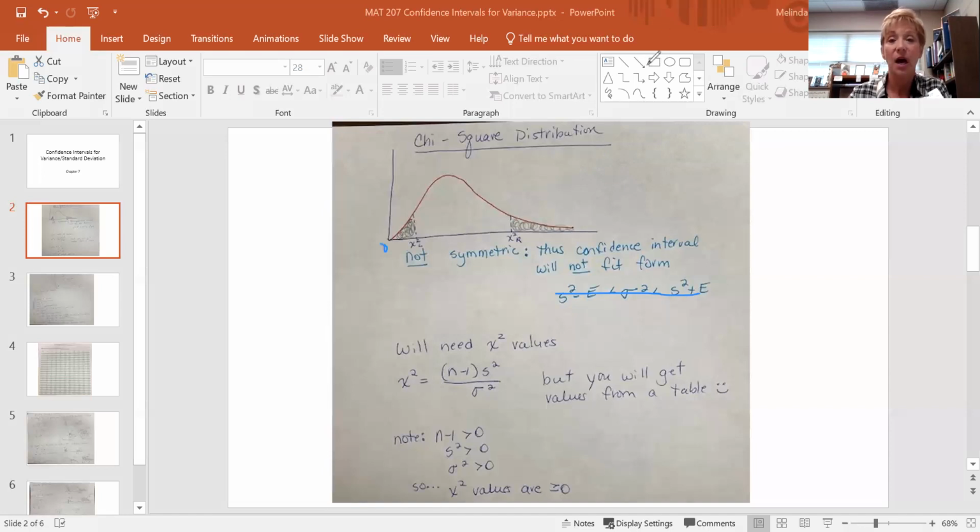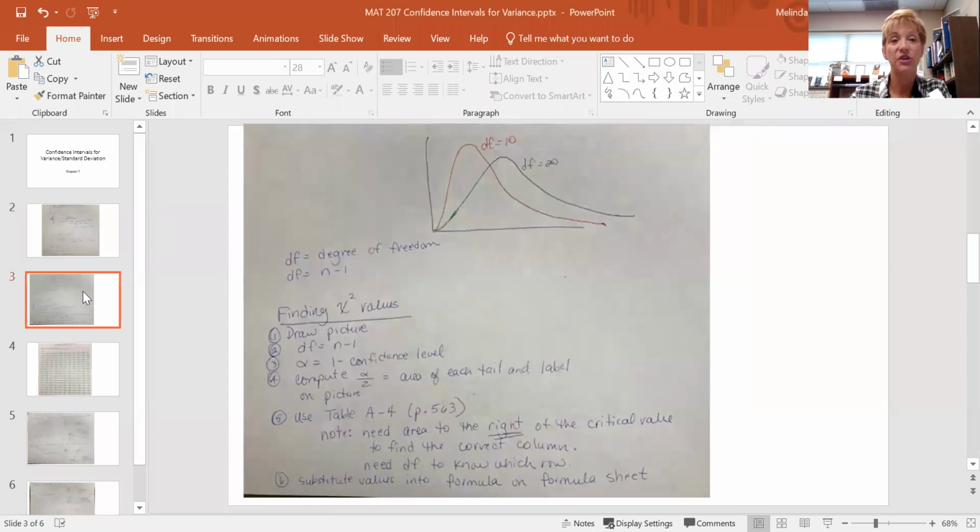Okay, let me see if I can get it to stop this annotation so I can go on to this second slide. What I want you to get out of this first slide is to realize that this chi-square distribution is not symmetric, and so the formula is going to look a little bit different. Now, what about what you care about? In other words, how do I work the problem? I'll get to that in just a second, but I do want to show you one more thing.